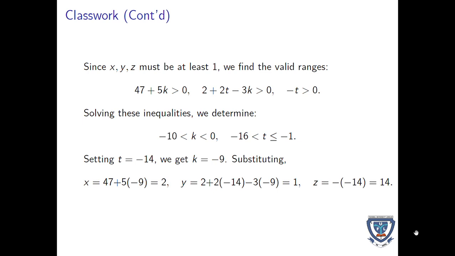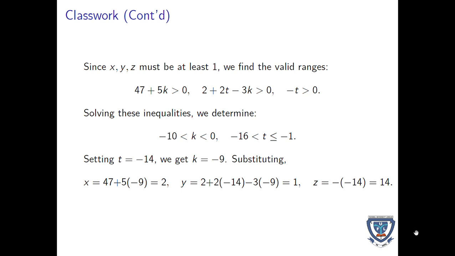Since x, y, z must be at least 1, we find the valid ranges. The first one is 47 plus 5k must be greater than 0. Second one is 2 plus 2t minus 3k must be greater than 0. And minus t must be greater than 0. Solving these inequalities, we determine k must take values from minus 10 to 0, and t will take values from minus 16 to minus 1.